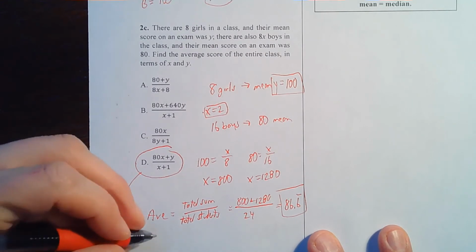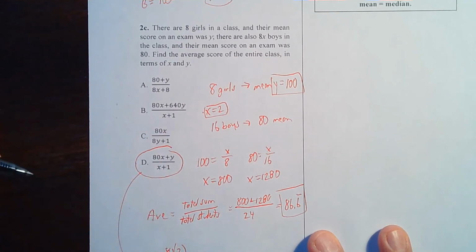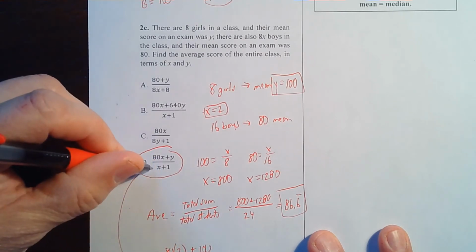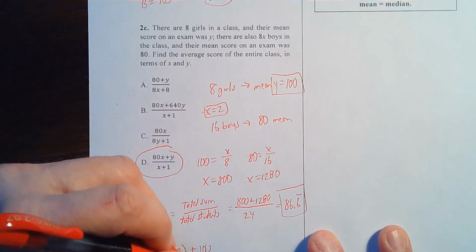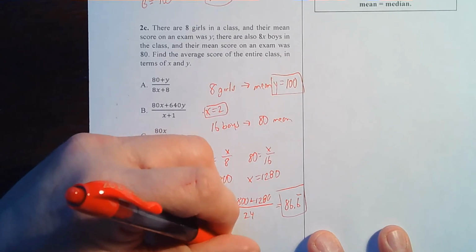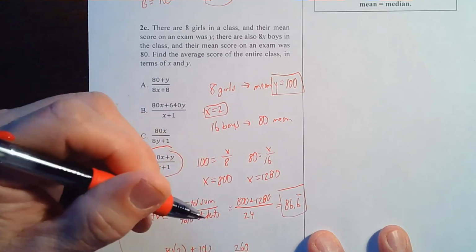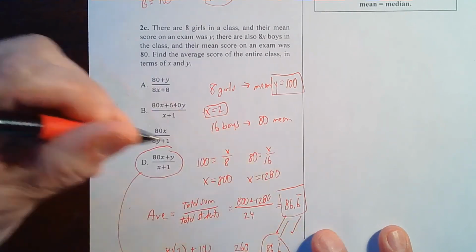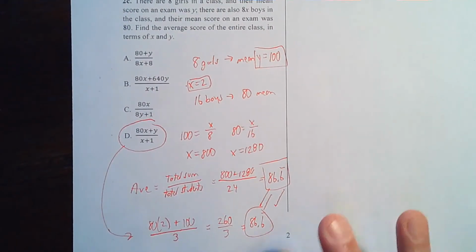I'll just quickly go through that. 80 times 2, right? X is 2, and y is 100, and I'm going to divide that by x plus 1. That is to say 2 plus 1 is 3. You get 260 over 3, and that is indeed 86.6 repeating, and we get a match, and that's our answer.